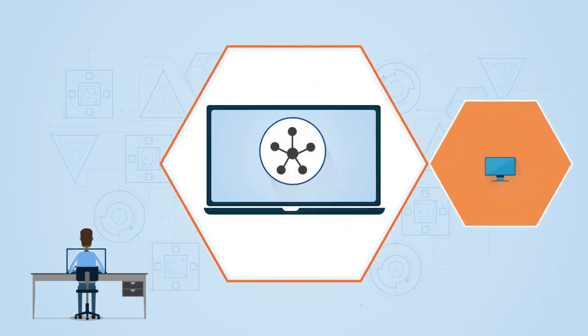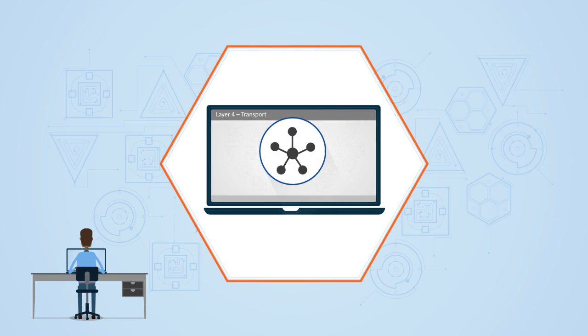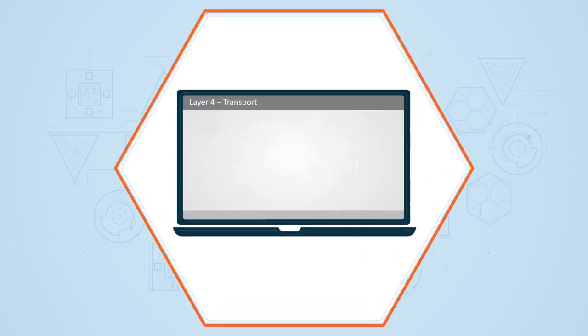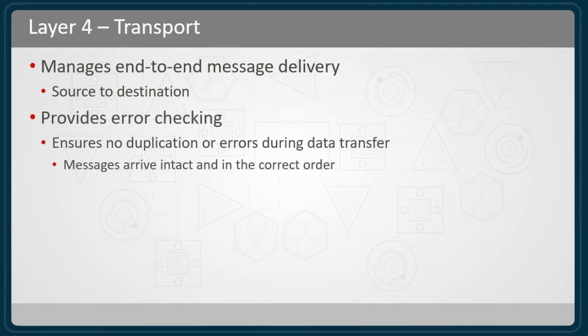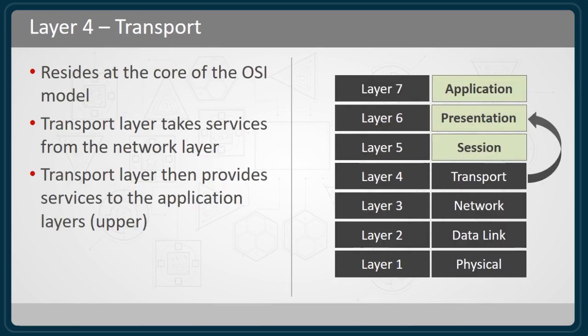Continuing on, our next layer is layer 4, or the transport layer. And here we find the management of end-to-end message delivery from the source right through to the destination, and along the way providing error checking to ensure that there are no duplications or errors during the data transfer, ultimately so that messages arrive intact and in the correct order.